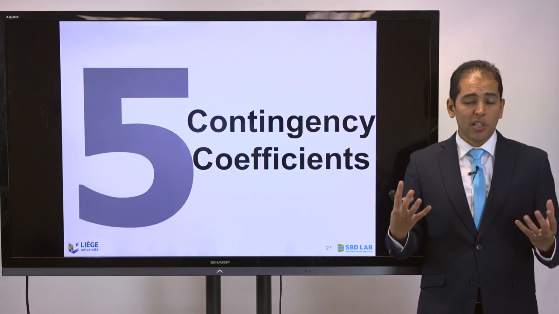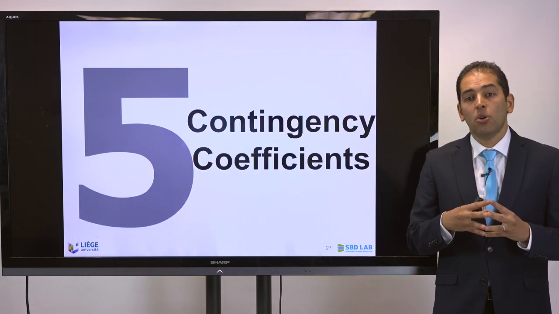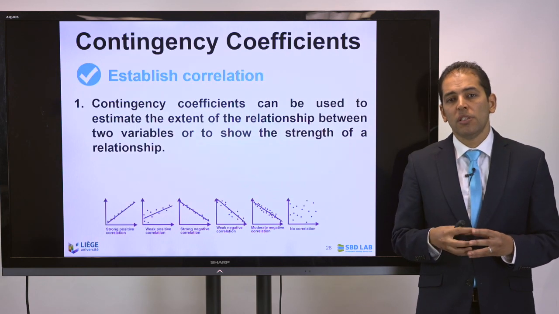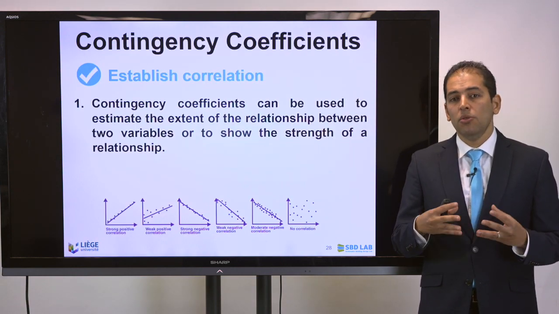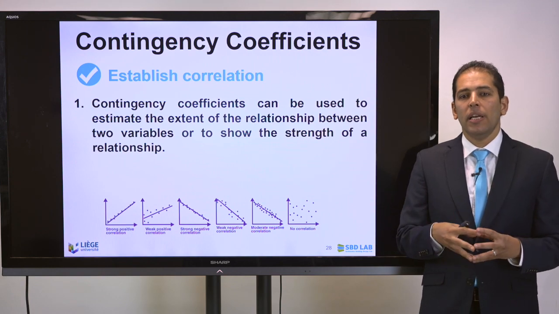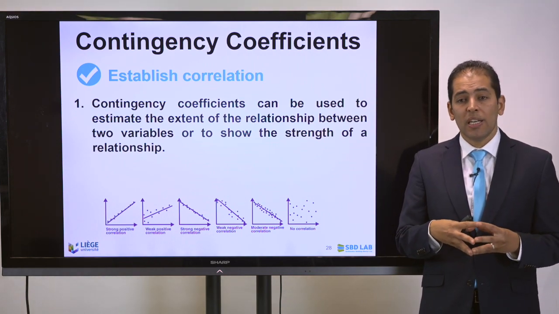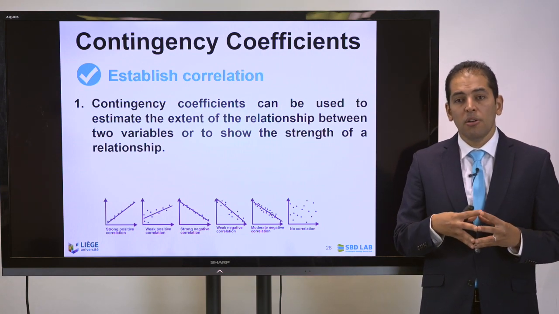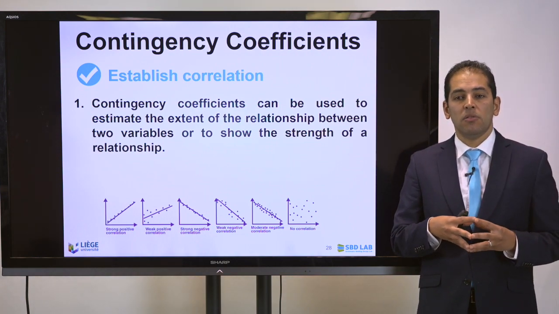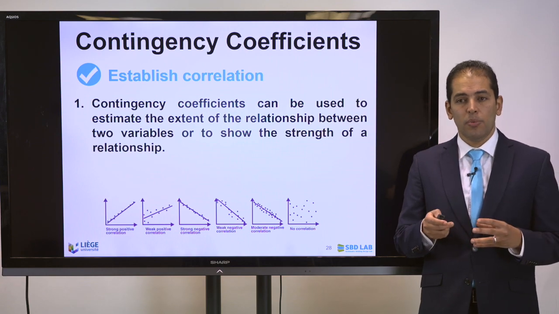Now let's move to the last test of today, which is the contingency coefficient. The contingency coefficient can be used to estimate the extent of the relationship between two variables or show the strength of a relationship, and it's another way of calculating the correlation for our samples.